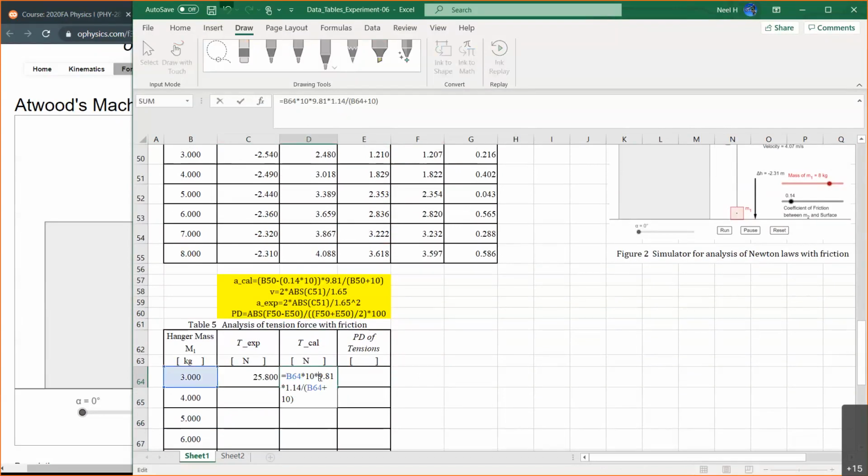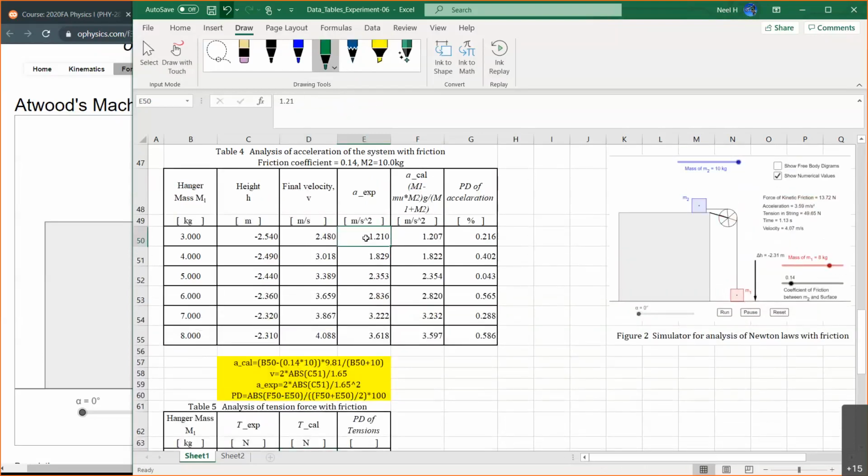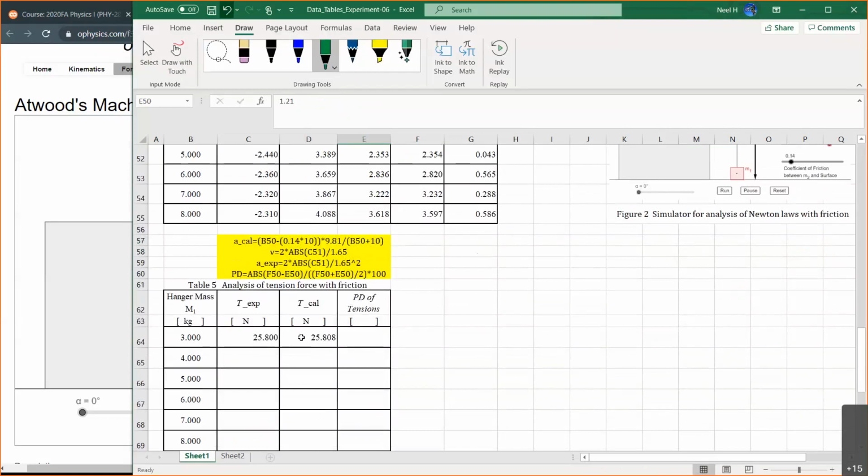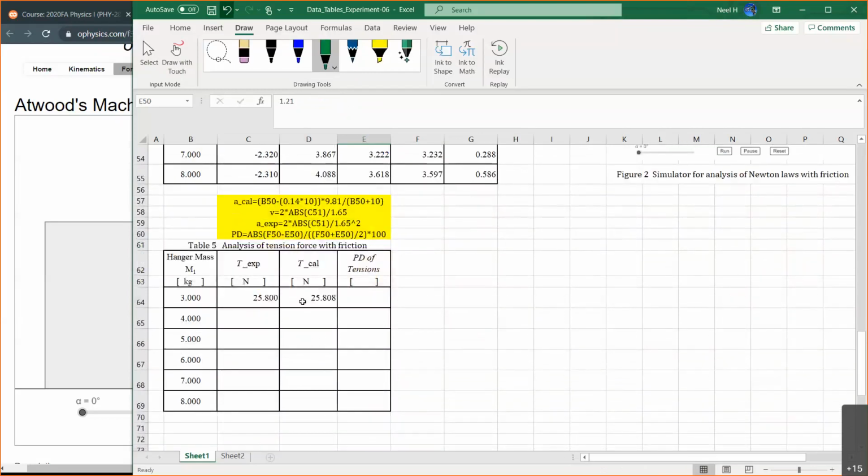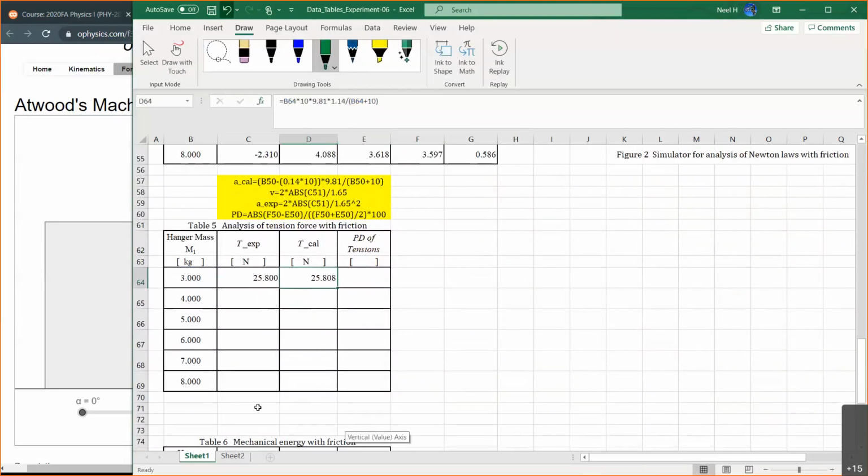T calculated is just by using masses. But for the experimental, I use the experimentally extracted acceleration. Because of that, these two are still slightly different. Okay, let me copy and paste those functions. This is T cal, and this is T exp. Okay, any question?